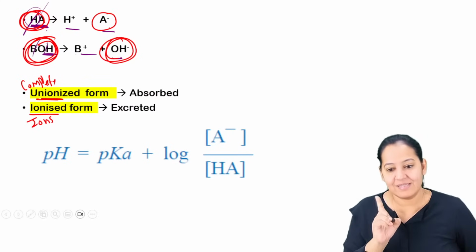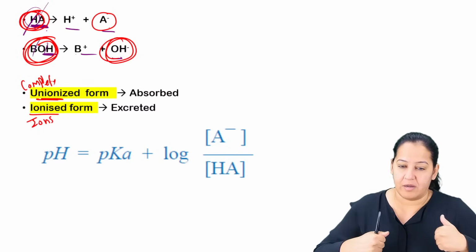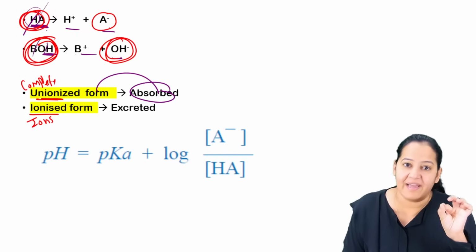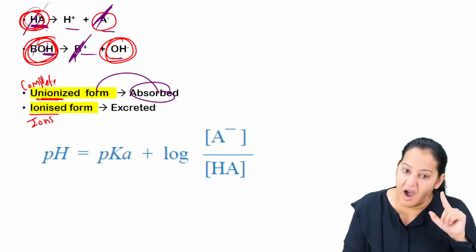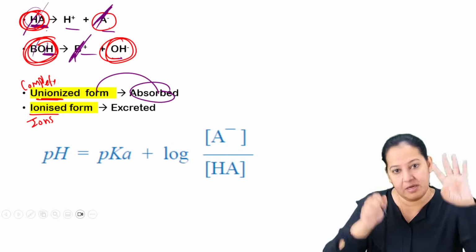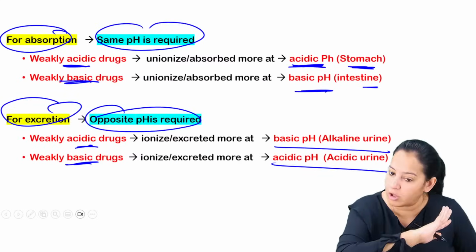Now please learn a rule. Body wants to take the complete drug. The complete drug, that is unionized, is absorbed. And once the ions are formed, which have some charge, plus or minus, it is excreted. So the ionized form is excreted. Learn this golden rule, and all the questions will be done.